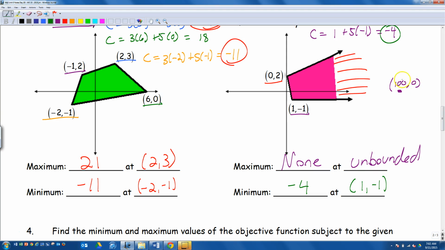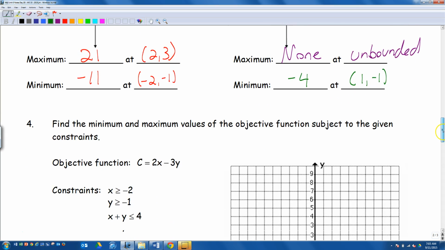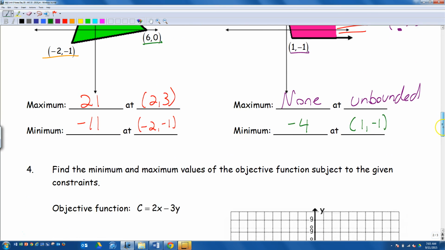Okay, so if it's unbounded, just think about what it's doing to the function, whether it's a max or a min, whether it's getting bigger or smaller. Sorry about that interruption. Alright, so now we're going to put everything together.